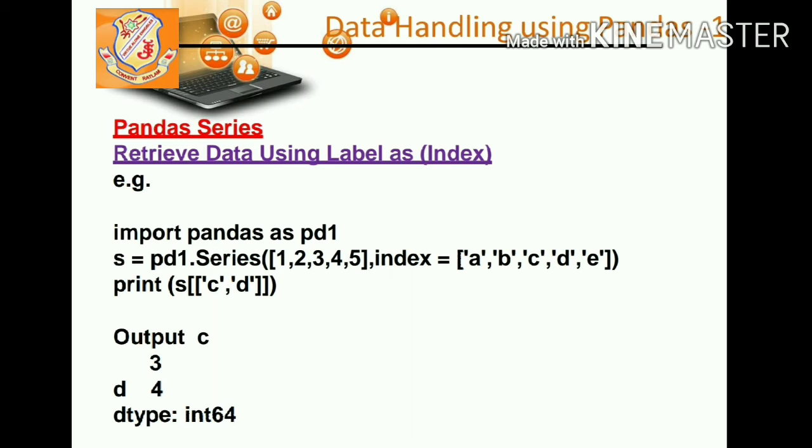Now we want to retrieve the data. How can we retrieve it? In the third line, print S['C', 'D']. S is the series and C and D are the indexes. So it will display in the output only the values with index C and D. The values of the C and D indexes will be displayed by using this.